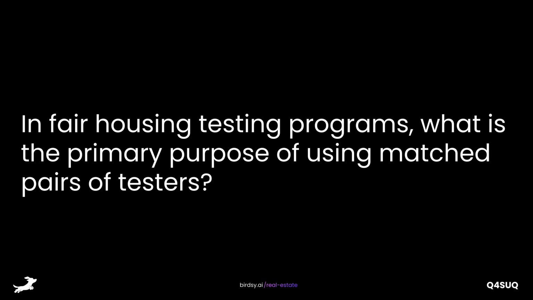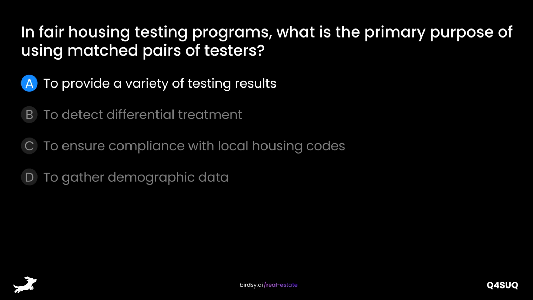In fair housing testing programs, what is the primary purpose of using matched pairs of testers? Is it A, to provide a variety of testing results, B, to detect differential treatment, C, to ensure compliance with local housing codes, or D, to gather demographic data? The answer is B, to detect differential treatment.